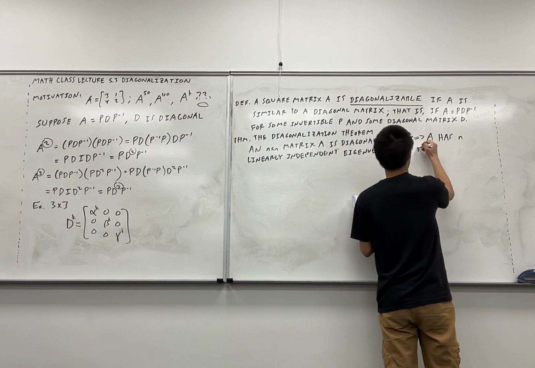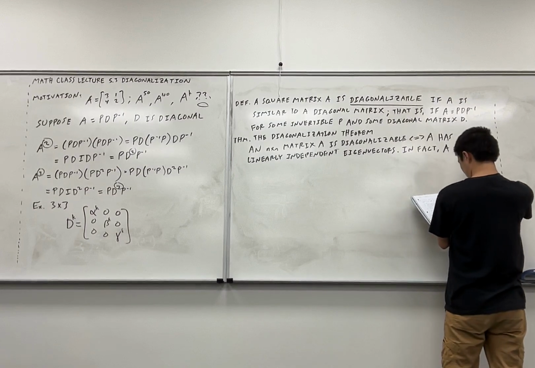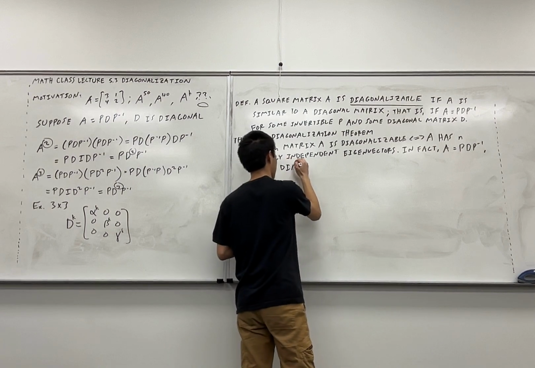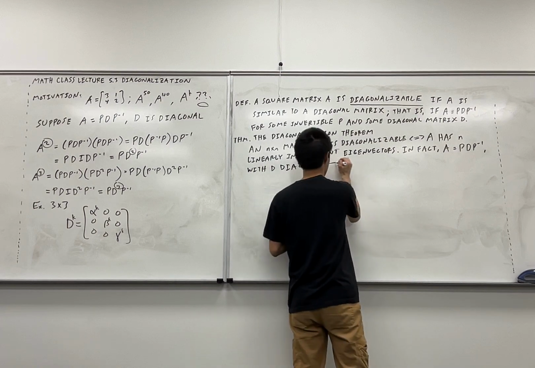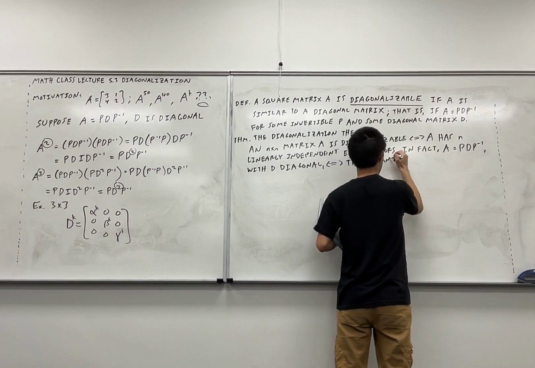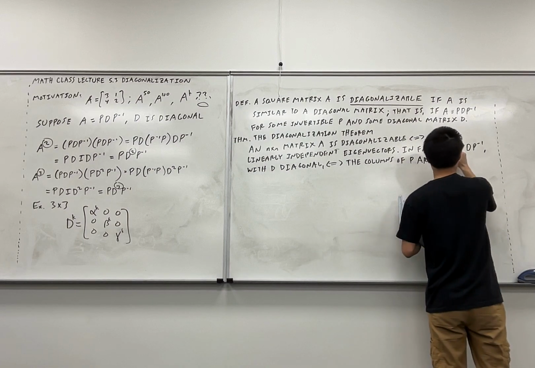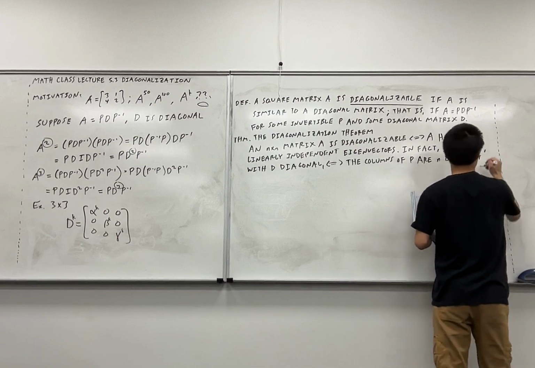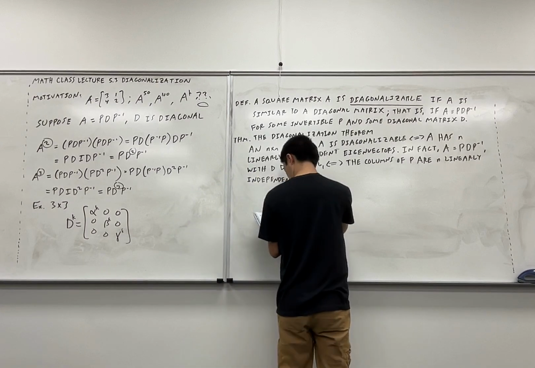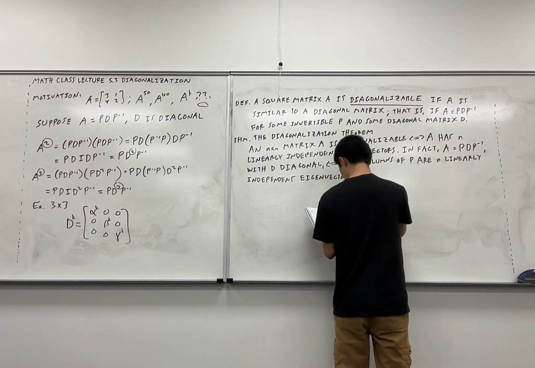In fact, if I have A set equal to PDP inverse, where D is diagonal, then if and only if the columns of P are n linearly independent eigenvectors of my matrix A.